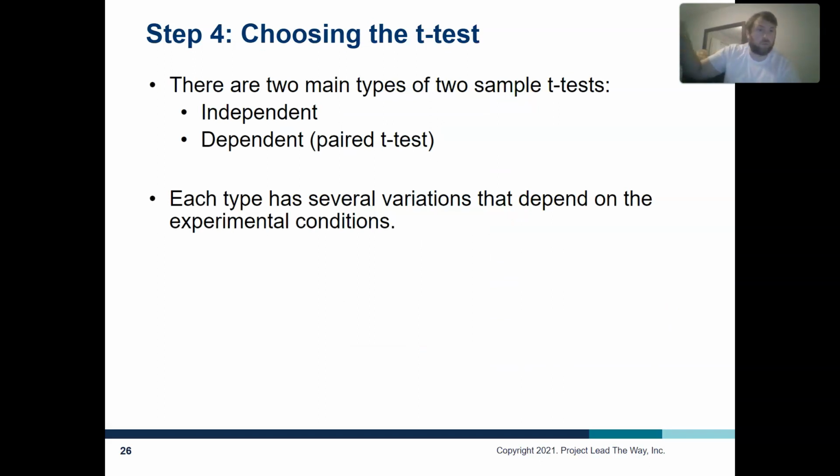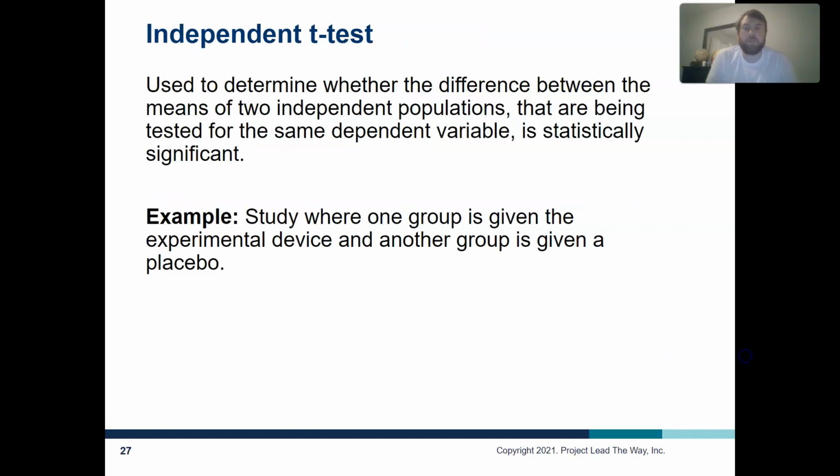This is starting at Roman numeral 4 in your packet here. We have an independent t-test, where the two groups are independent of one another. Makes sense. And we have a dependent t-test, also known as a paired t-test, which means that the two groups are kind of dependent on one another, much like a before and after. This would be good for a medication if we wanted to see before the medication was taken and after the medication was taken. And each type has several variations that depend on experimental conditions, so this is where you want to pay attention for what kind of t-test you should use when you're coming up with your human physiology projects.